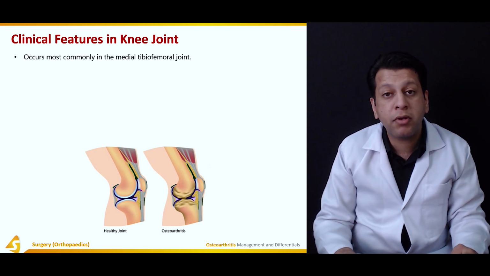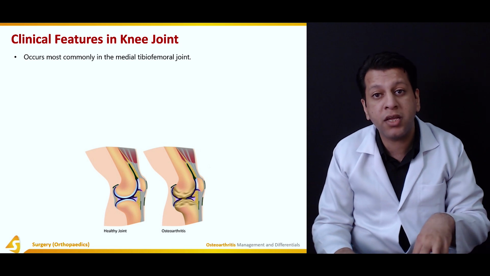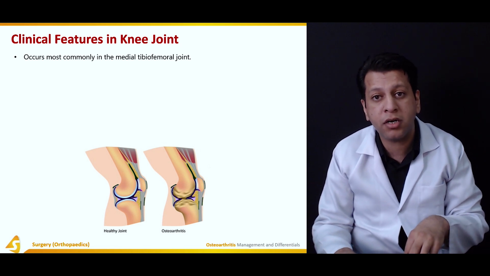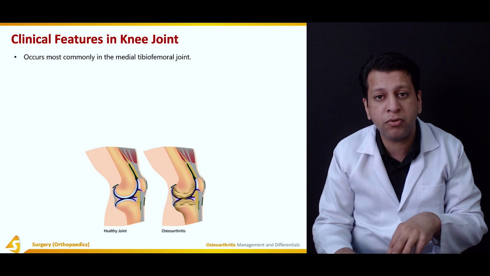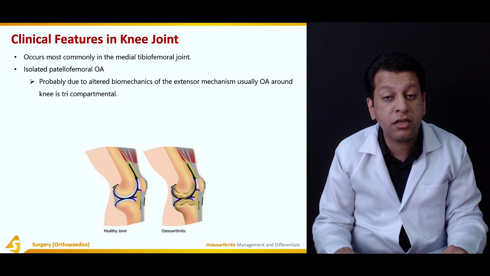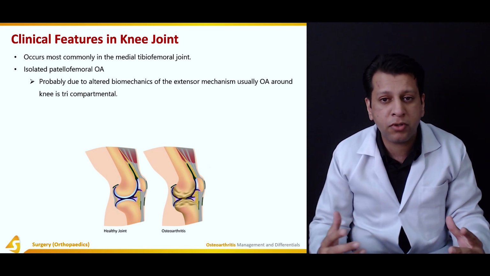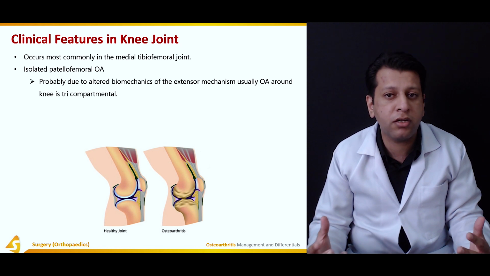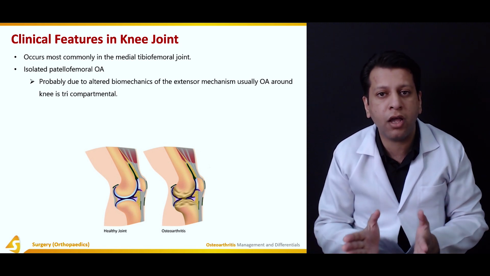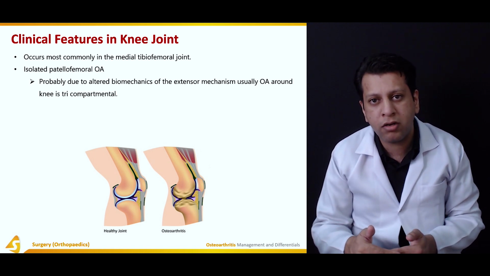Now coming to the specific features of osteoarthritis related to the knee, they occur most commonly in the medial tibiofemoral joint, and the most common area is the anterior medial compartment of the medial tibiofemoral joint. Isolated patellofemoral osteoarthritis is also common, but usually when it is there, it presents as anterior knee pain. It's initially very difficult to differentiate whether it's isolated patellofemoral or it's involving the tibiofemoral compartment as well.